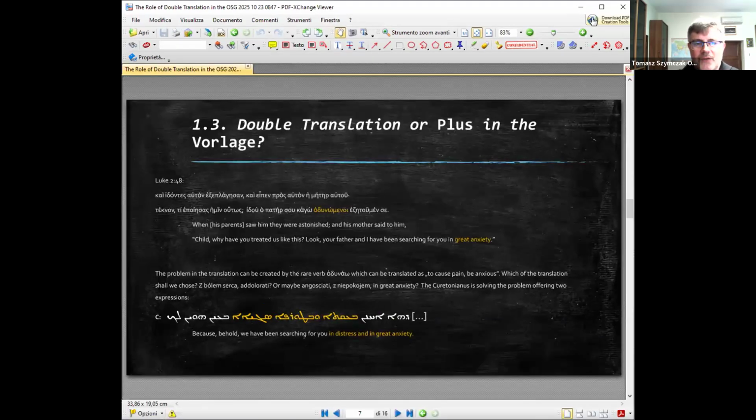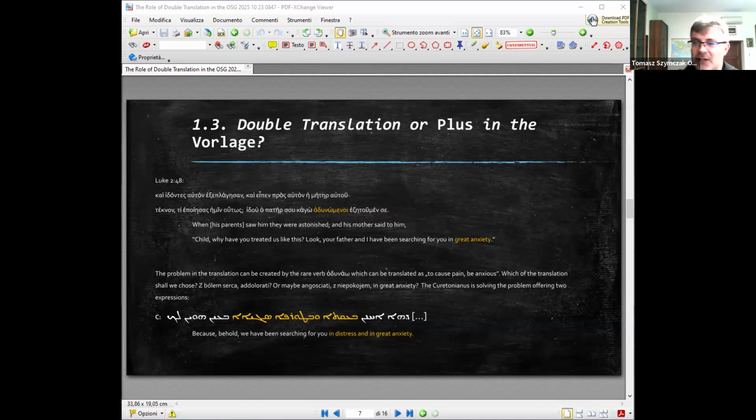Sometimes we have to deal with a question about the Vorlage. Here, as we can see, the problem can be created in Luke 2:48: when his parents saw him, they were astonished, and his mother said to him, child, why have you treated us like this? Look, your father and I have been searching for you in great anxiety. The problem in the translation can be created by the rare verb odinao, which can be translated as to cause pain or to be anxious.